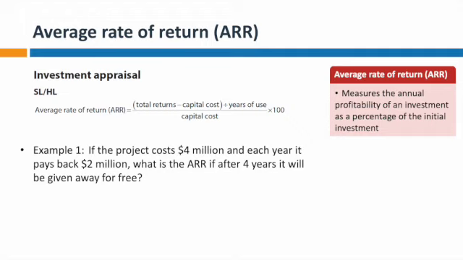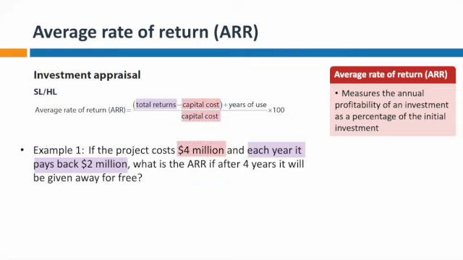Let's see how we would approach this example. We need to highlight the different information that we get in the case study and insert the different values into the formula. As you can see, I highlighted what information would count as the total returns. We know that each year, for the period of 4 years, we will get back $2 million. That would be our total returns: 2 million times 4, so $8 million would be the total returns.